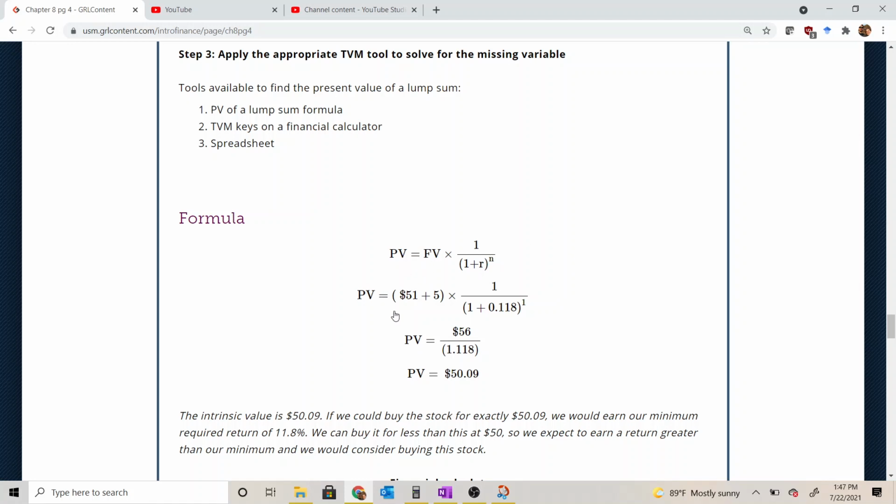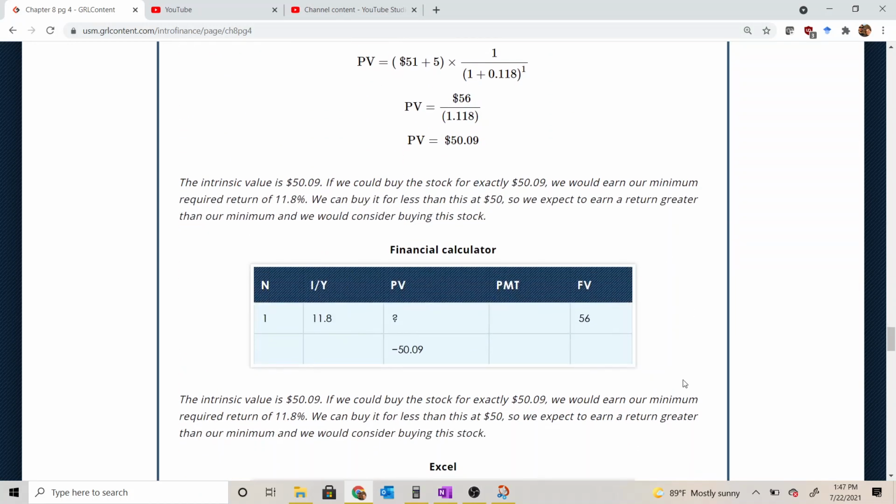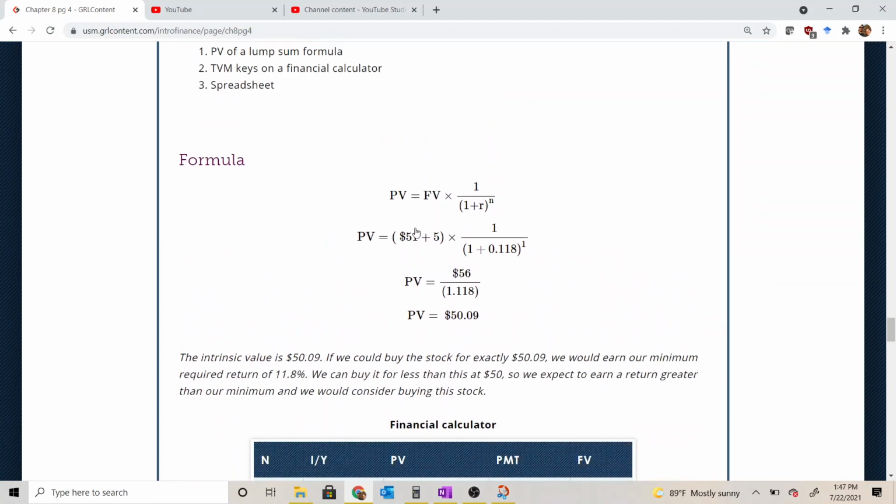If we're using the formulas, you've got this guy here. If you're using the financial calculator, which I imagine most of you are, these are the settings you can put in. Now, it's worth noting that I just put that 56. This is 51 plus 5 equals 56, right? I combined the two cash flows that happen at the end of the timeline.